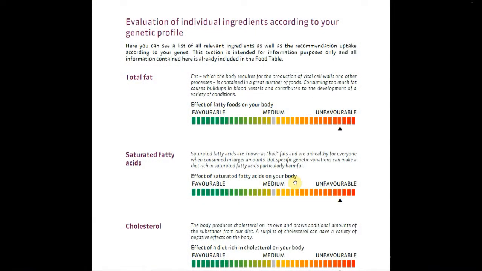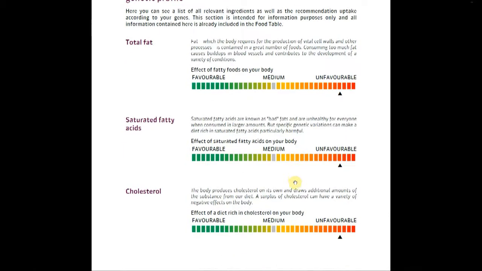Now there are a number of good and bad substances in food that we're evaluating here. So if you check this page here, total fat. A lot of fat is generally bad for people. But for some people it's moderately bad, and for some it's extremely bad because of genetic variation. They just respond to it more, and they have more negative health effects from it. So do check where your arrow is. In this case it's very unfavorable.